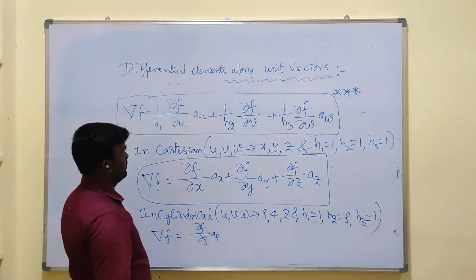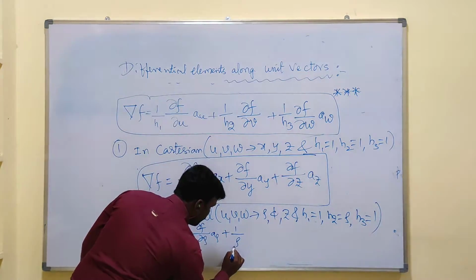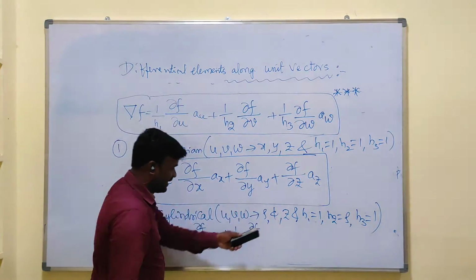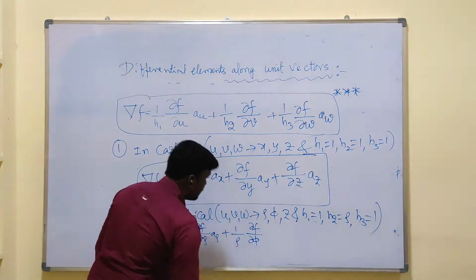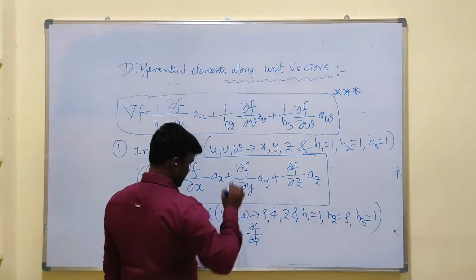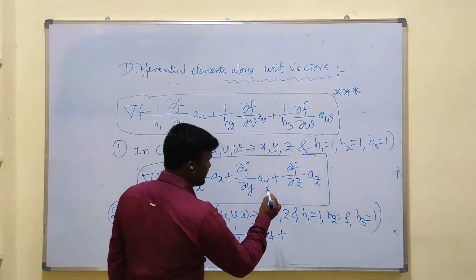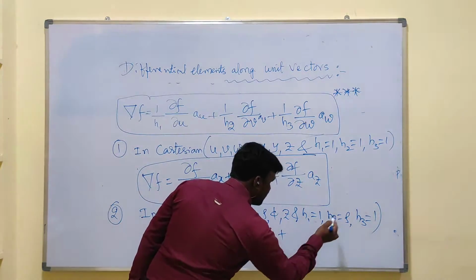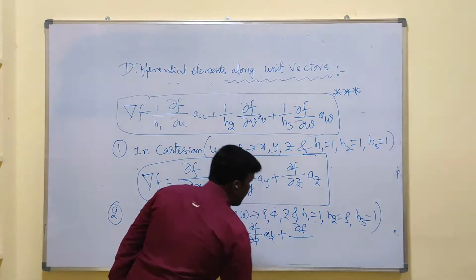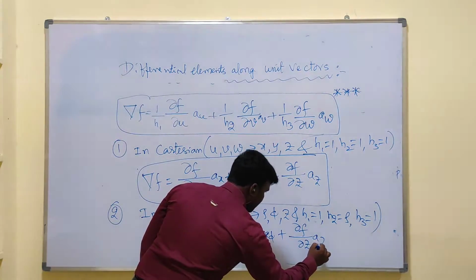a rho. Then 1 by h2. h2 is rho. Dou f, v means second element, that is our phi, dou phi. Actually, I forgot to write the unit vector here, a phi. Plus 1 by h3, which means 1 by 1, and that is 1. 1 into something, that's something. What is that something? Dou f by dou w. What is w? Dou f by dou z.